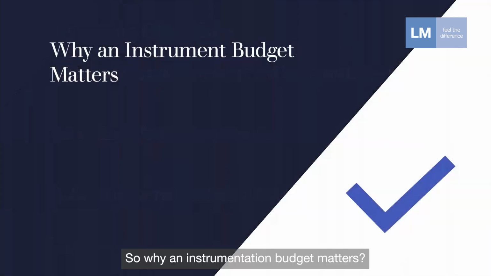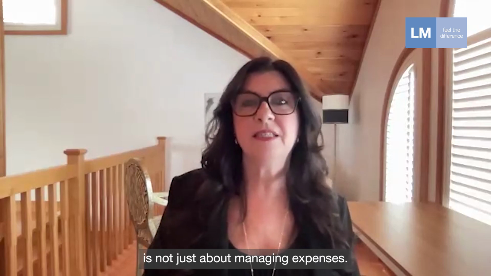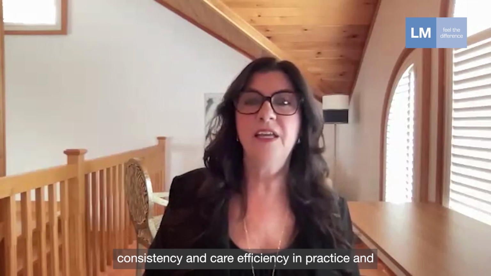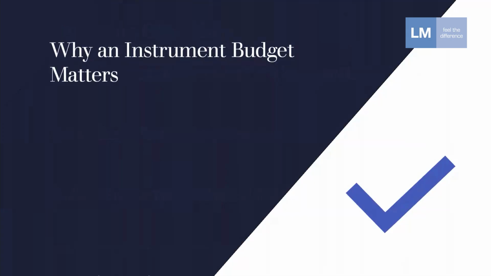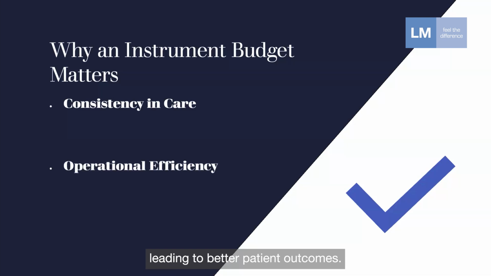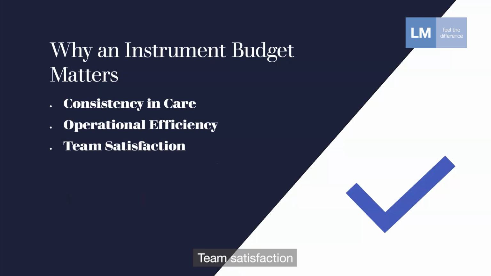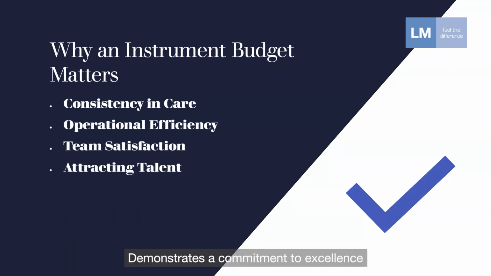So why does an instrumentation budget matter? Having a structured instrumentation budget is not just about managing expenses. It's about ensuring consistency in care, efficiency in practice, and clinician well-being. Consistency in care ensures the availability of sharp, well-maintained instruments, leading to better patient outcomes. Operational efficiency reduces downtime caused by inadequate or poorly maintained instruments. Team satisfaction: hygienists feel valued and supported when provided with high-quality tools. And attracting talent demonstrates a commitment to excellence, which appeals to potential hires.